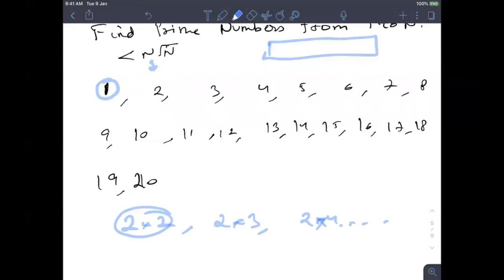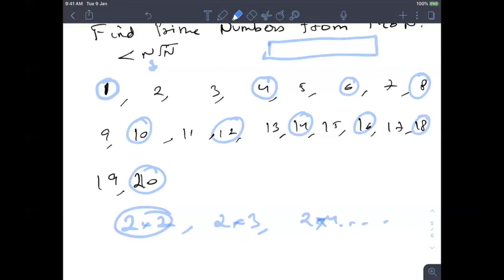So 2 into 2, 4. This is not a prime number. 2 into 3, 6. It is not a prime number. 2 into 4, 8 is not a prime number. And similarly, I will mark all the multiples of 2. Yeah, these are not prime numbers. Okay. So the iteration is complete for 2. This process is complete for 2.